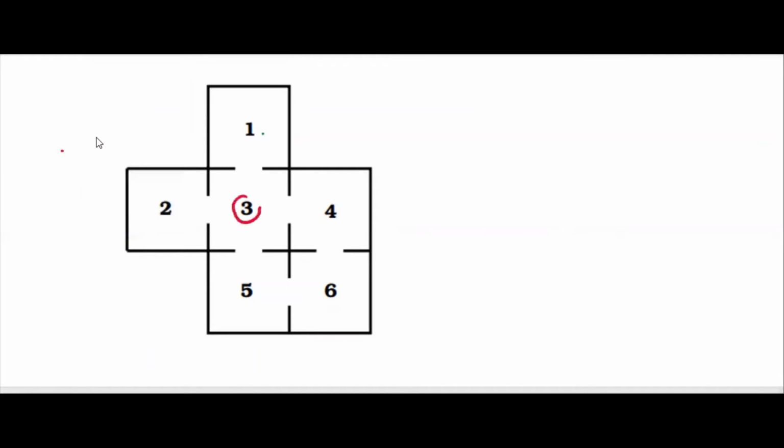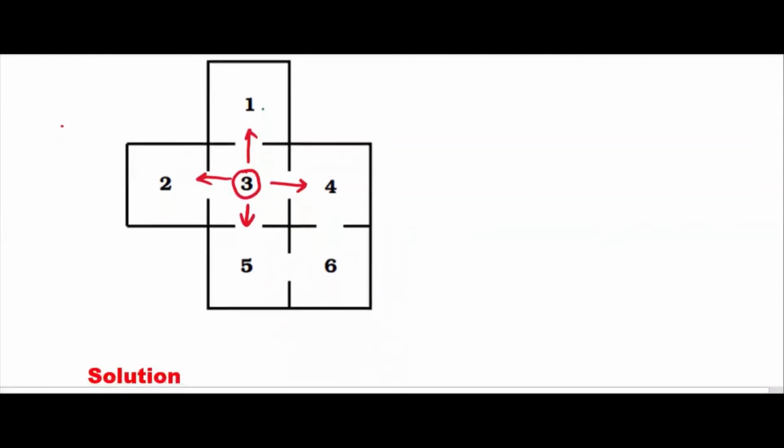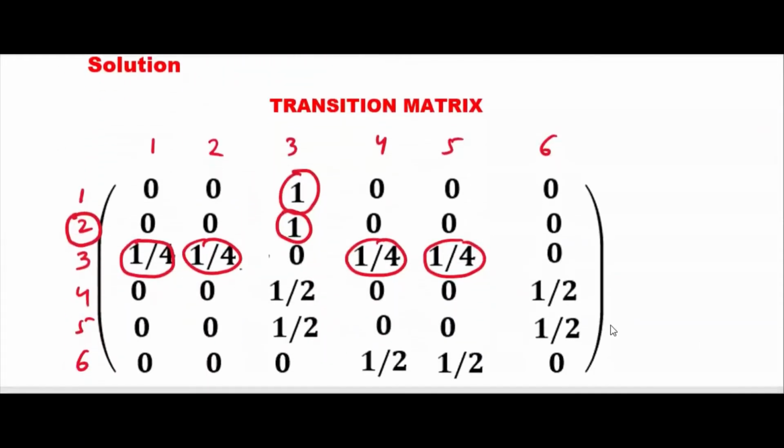Suppose the rat is here at 3. So there are 4 possibilities, 1, 2, 3, 4. Probabilities are not given. Total probability is 1, so you can take 1 by 4 chance every time. There is no way in one move the rat can travel to 6 directly. It's possible in 2 moves, but we are not interested in 2 moves now. We are interested in P, not P square. So from 3 there are 4 moves possible to 4 different places with probabilities.